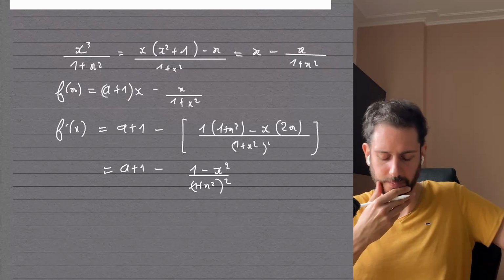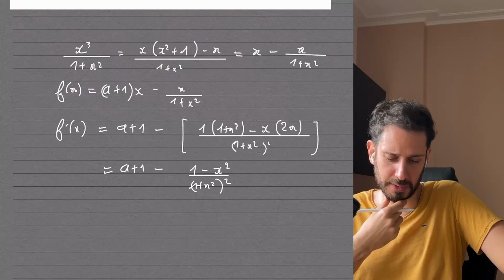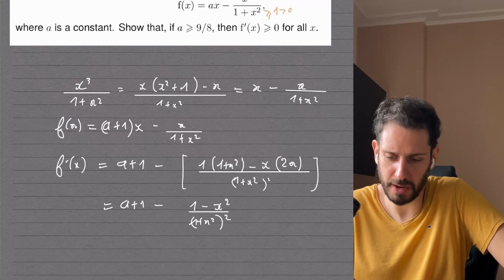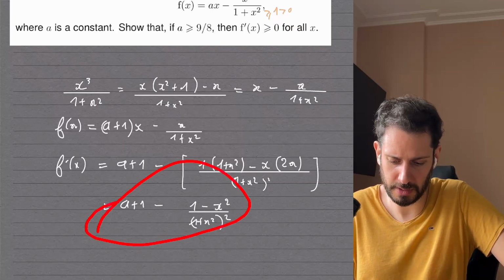And the whole question now is to try to understand why we have a specific value a for which this thing is positive.